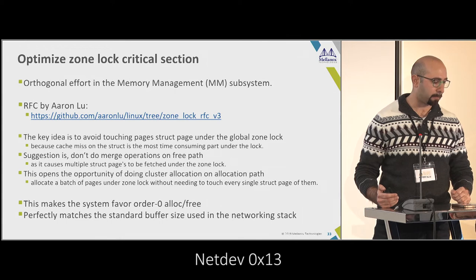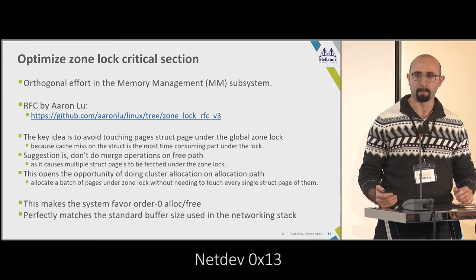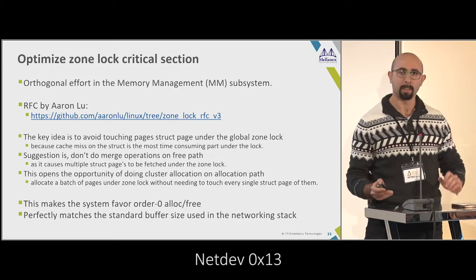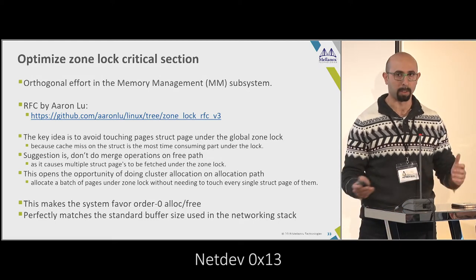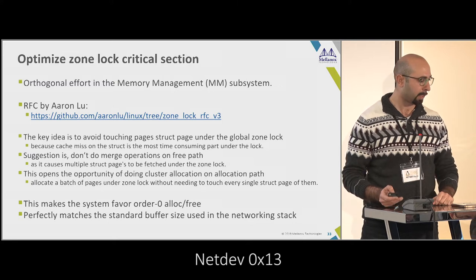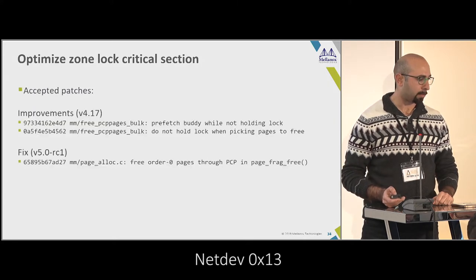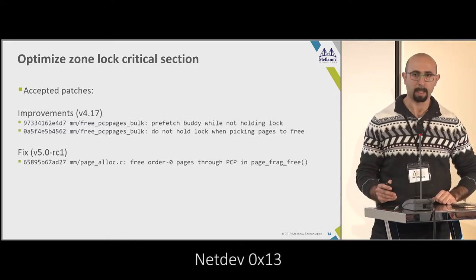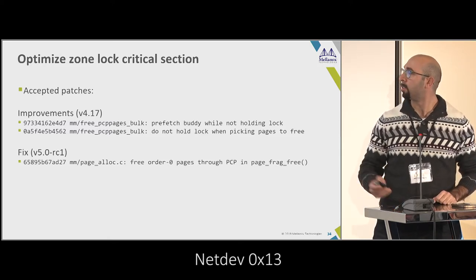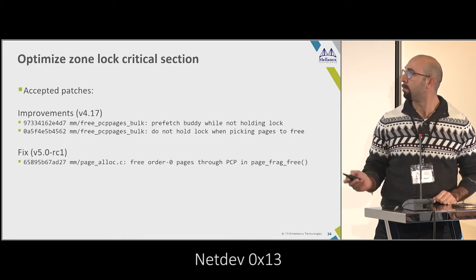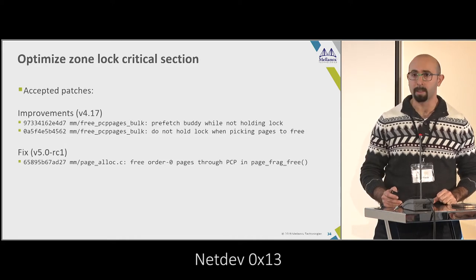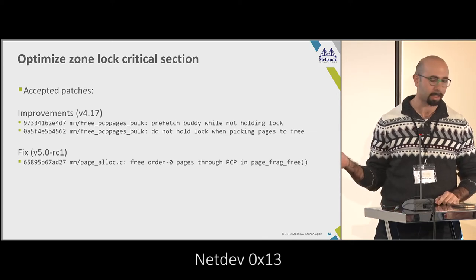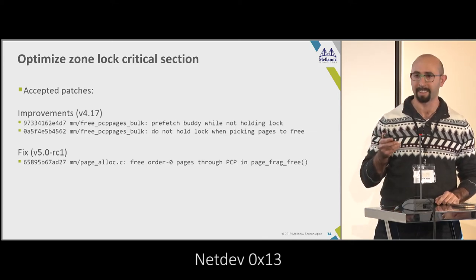This way, he actually improves the scaling of the lock, unrelated to the efforts we are doing in the net subsystem. Accepted patches in the MM subsystem. There were some improvements accepted to 4.17. Again, I don't want to get into this, and there's some bug fix. I think this is the one that Ilias mentioned.